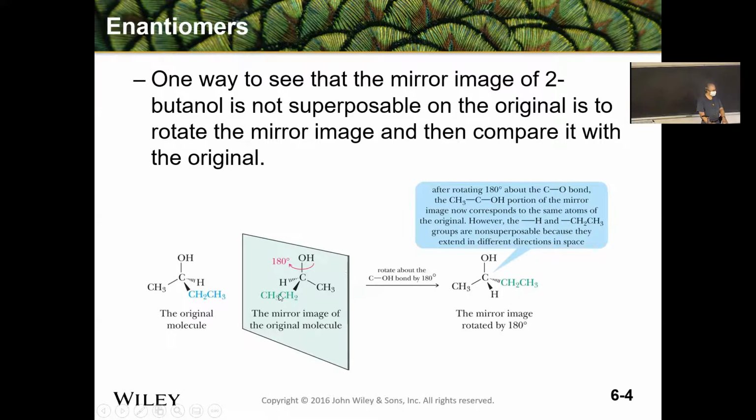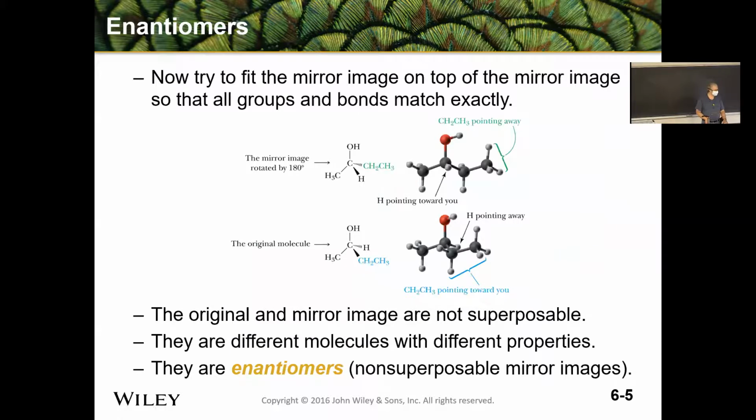If this is the original and this is the mirror image, what you'll see, for example, is that we've rotated it 180 degrees in this direction. While methyl and OH are in the same position, notice that the ethyl and the hydrogen are switched. It is not possible to line up all 4 of those groups at the same time. So the original and its mirror image are not superimposable. And these are actually different molecules with different properties.